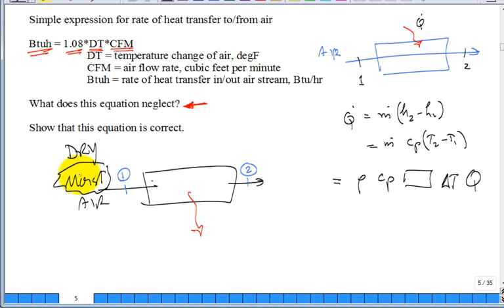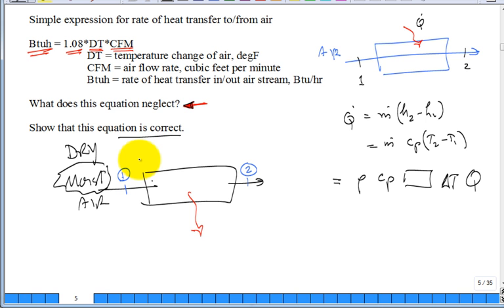All right. So that's what's neglected. This is just what they call sensible, not hidden or latent heat associated with the evaporation or condensation of moisture with the air. It's the sensible heating or cooling, which means if I dump some heat in, the temperature rises. That makes sense. If I take some heat out, the temperature drops. That makes sense. That's why it's sensible. Latent, hidden, hard to understand. Okay. Show that that equation's correct.